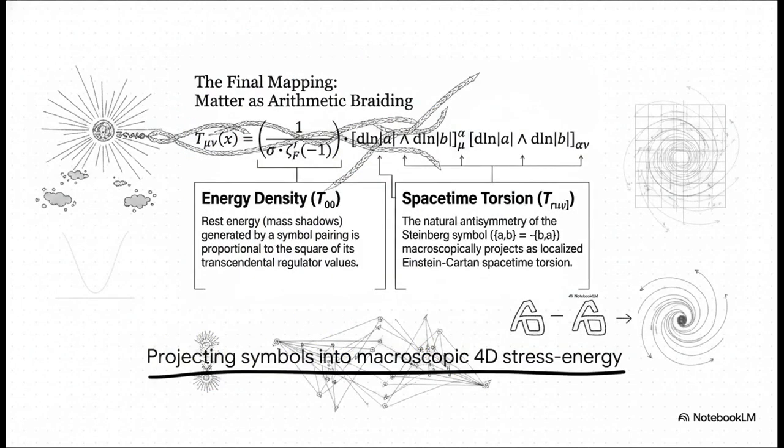And here is the ultimate mapping. This operator equation is an absolute masterstroke. It takes those purely abstract math symbols and projects them directly into our continuous, macroscopic 4D universe as the stress-energy tensor. On the left side of the equation, we get energy density, the literal mass shadow. And on the right, because our symbols are naturally antisymmetric, they project outward as localized Einstein-Cartan spacetime torsion. We are literally watching math become matter and gravity.